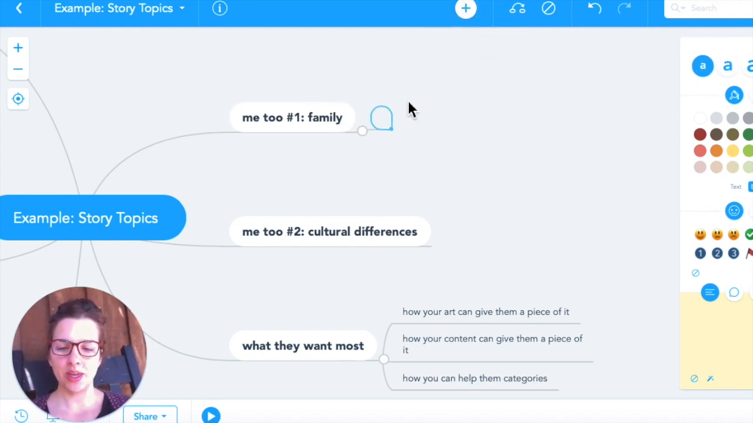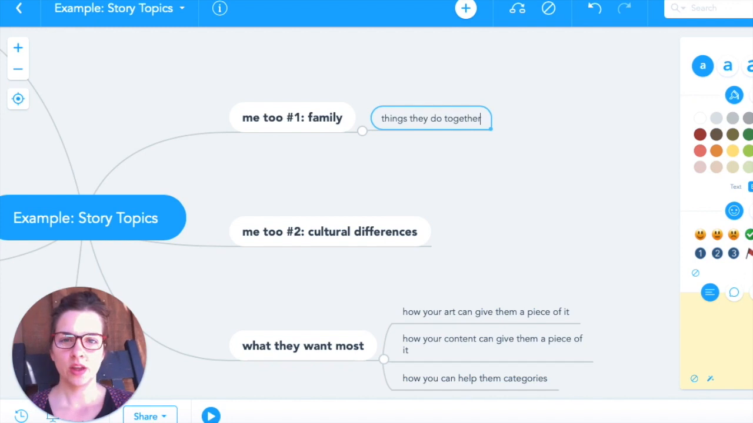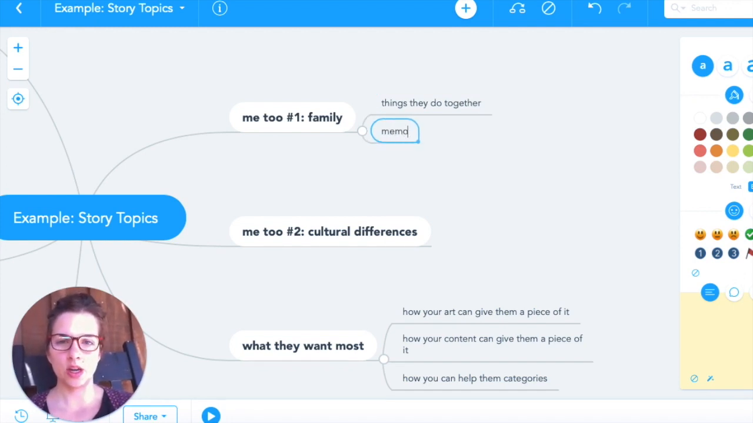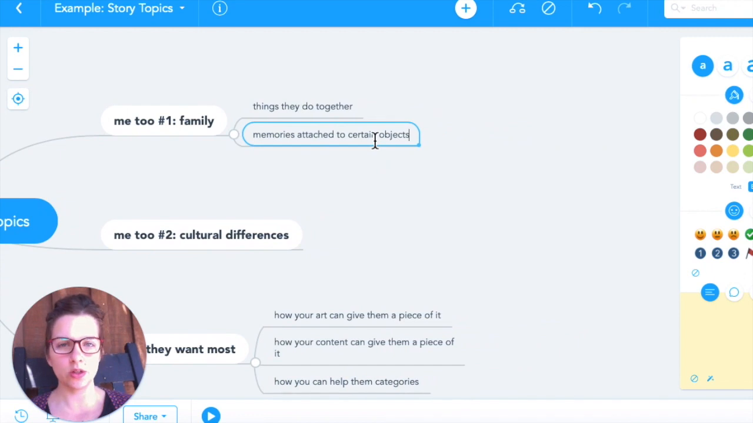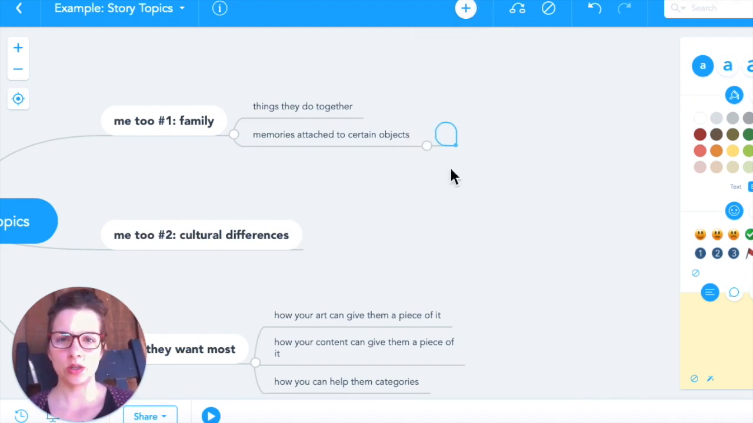Okay, so family. Maybe she wants to talk about the things they do together. Maybe she wants to talk about the memories attached to certain objects. And then keep going. Add a lot more, but I'm going to keep breaking it down to show you how to get to one story that you will use for one social media post. So, memories attached to certain objects.